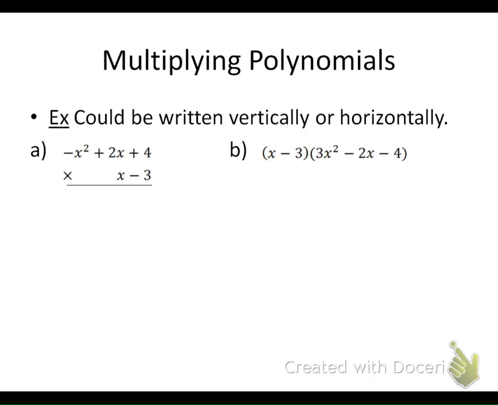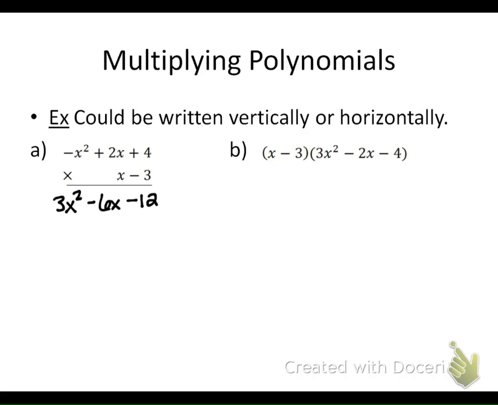Multiplying polynomials can also be written vertically and horizontally, and we'll see how both of them are attacked. So treating it like a 2-digit number times a 3-digit number, negative 3 times negative 4, negative 3 times 2x, negative 3 times negative x squared. I go to the next row. I get x times 4.